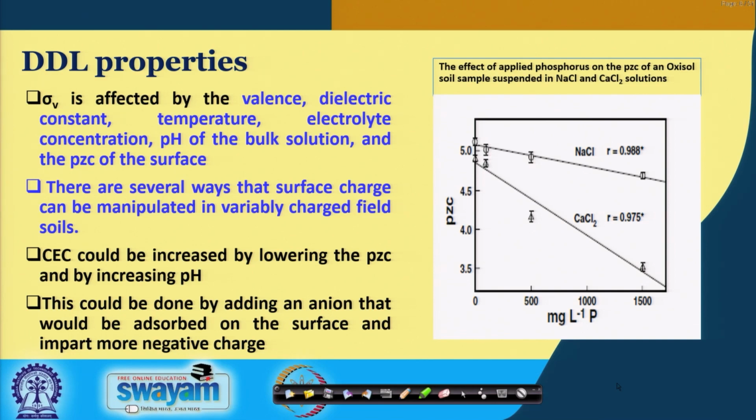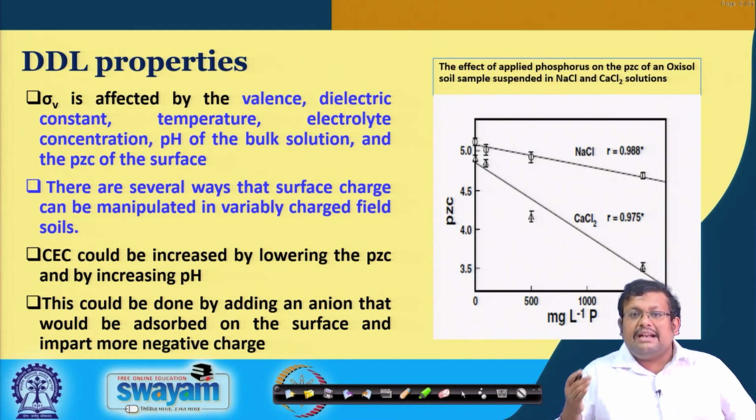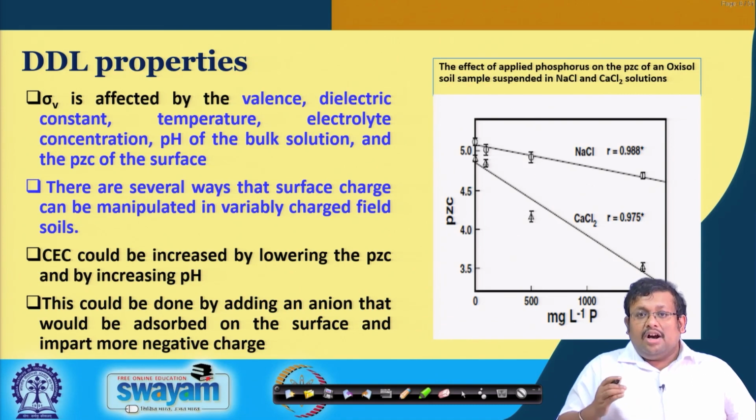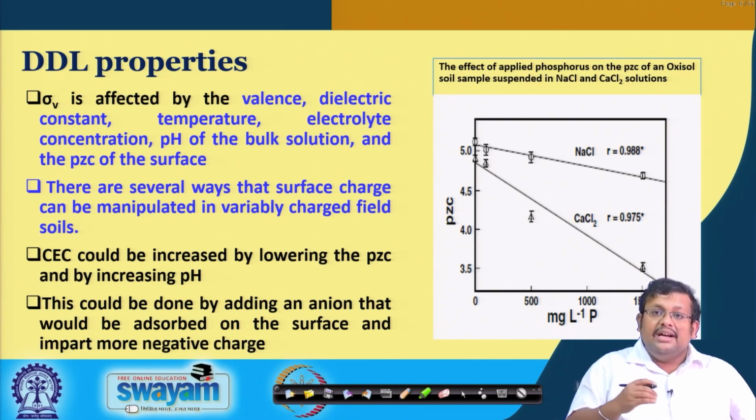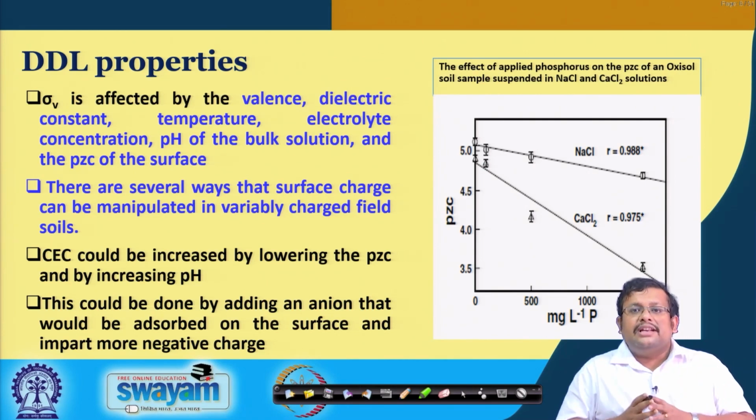How? If we increase the pH, obviously then in the variable charge surface there will be generation of negative charge, as we have already seen previously. This negative charge in turn increases the cation exchange capacity. So, cation exchange capacity can be increased by increasing the pH, and that in turn lowers the PZC, because when we are increasing the pH, the negative charge is increasing. To neutralize that negative charge, the PZC has to be decreased, so that a total electroneutrality can be achieved.